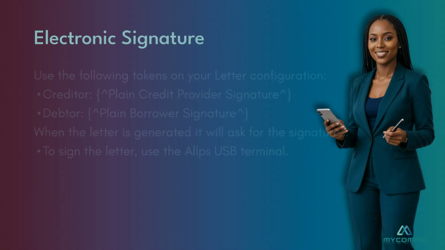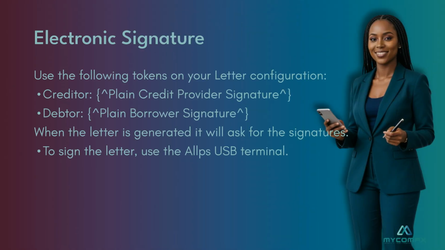For electronic signatures, use the specified tokens for creditor and debtor in your letter configuration. When generated, the letter will prompt for signatures, which are processed using the ALPS USB terminal.